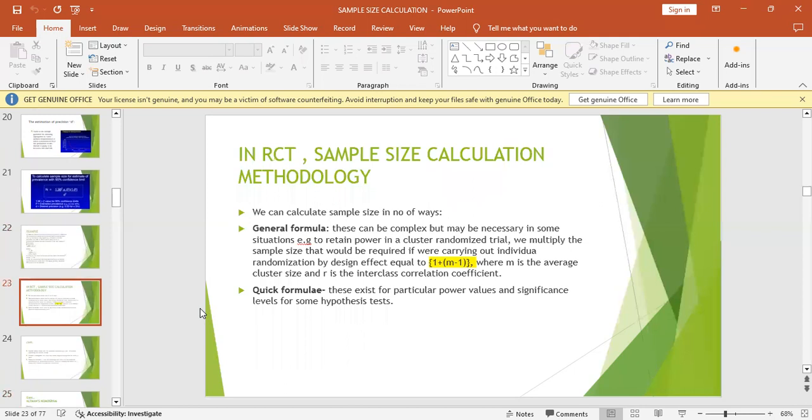Now, in randomized controlled trials, the sample size calculation methodology is like this. We can calculate sample size in a number of ways. First, there is a general formula. These can be complex but may be necessary in some situations. For example, to retain power in a cluster randomized trial, we multiply the sample size that would be required if carrying out individual randomization by the design effect equal to 1 plus m minus 1 times r, where m is the average cluster size and r is the intraclass correlation coefficient.